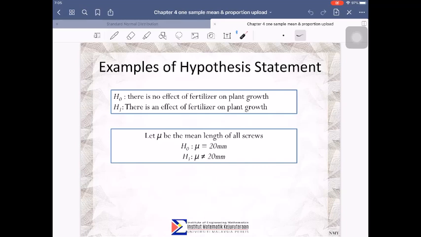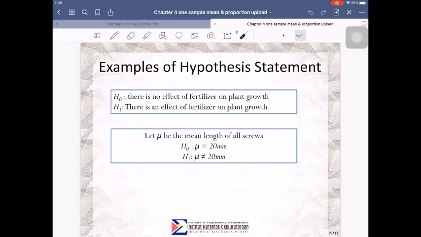Here are some examples of hypothesis testing. We look into the first one. H0: there is no effect of fertilizer on plant growth. H1 will be: there is an effect of fertilizer on plant growth. H1 will be the opposite of H0.